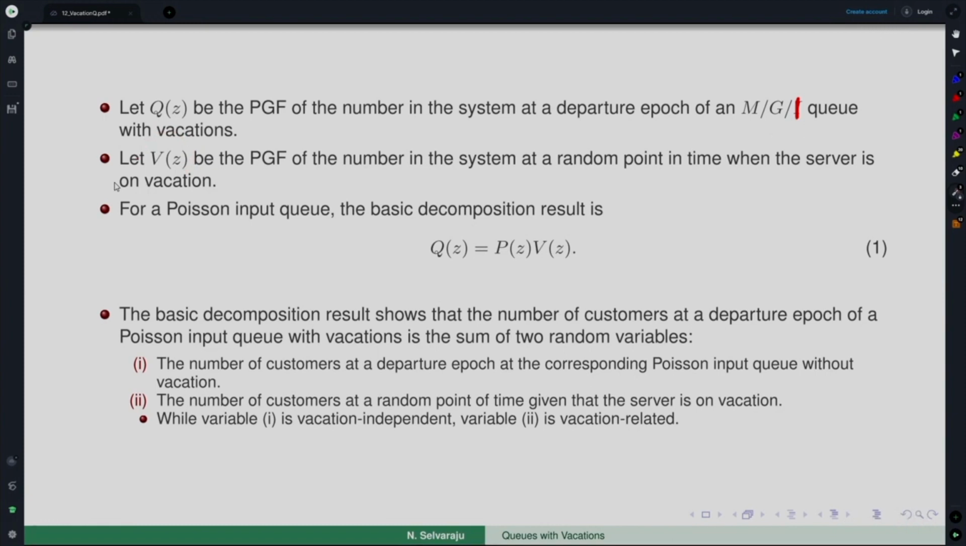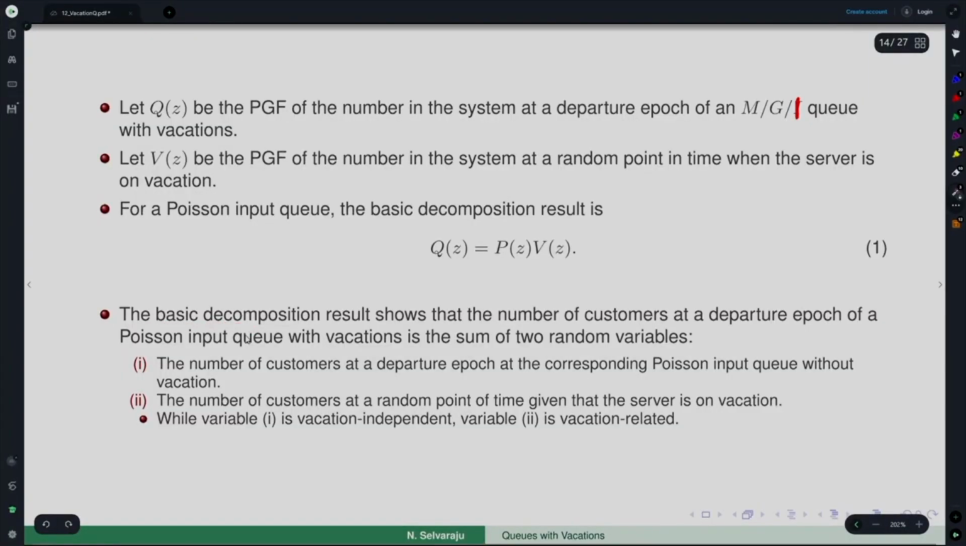Now, for the Poisson input queue, the basic decomposition result is this. The queue length distribution at the departure epoch is given by this product of these two generating functions. So, if you think in terms of random variables, it is the sum of two independent random variables. One is the ordinary M/G/1 queue, the other is a random variable connected with the vacation duration random variable.